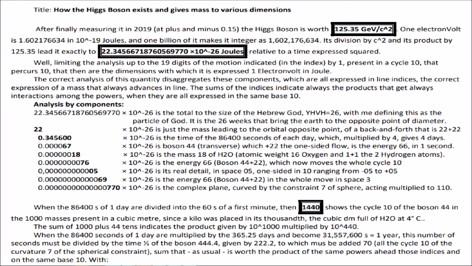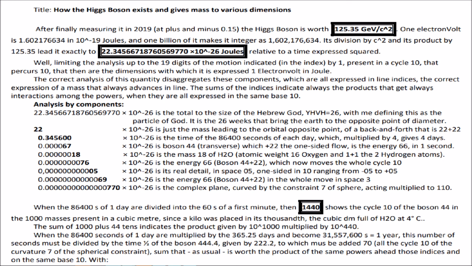Afterwards 18 times 10 to the power of negative 8, the light dimension, multiplied by 10⁻²⁶, is the mass 18 of H2O, atomic weight 16 oxygen, and 1 plus 1 the 2 hydrogen atoms. Afterwards 276 times 10 to the power of negative 10th m is in atomic units. Multiplied by 10⁻²⁶ is the energy 66, boson 44 plus 22, which now moves the whole cycle 10.